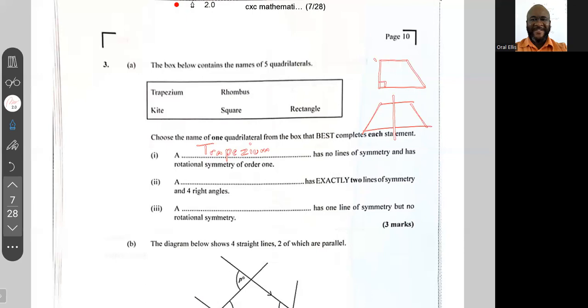Now, the number of times in the turn that it lands onto itself is the order of the rotational symmetry. So if in turning it through 360 degrees, the shape lands back onto itself 3 times, we say that the shape has a rotational symmetry of order 3. So for example, let's have a look at an equilateral triangle, for argument's sake.